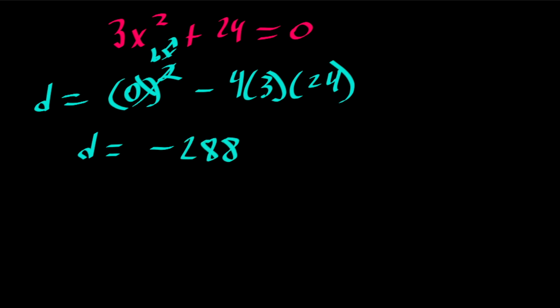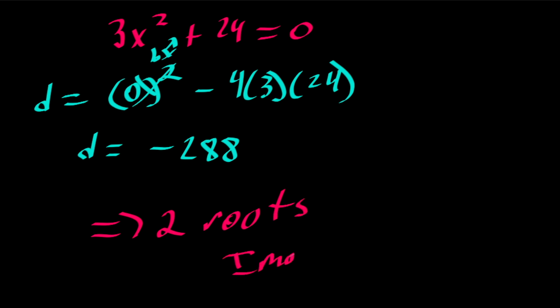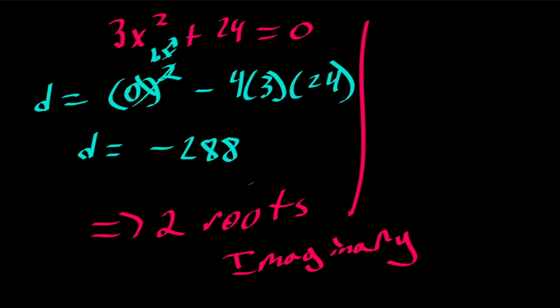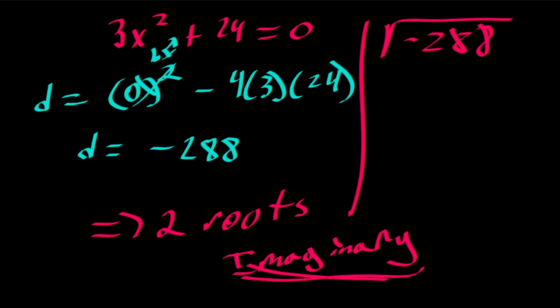Now, it doesn't matter if this number is a perfect square or not, because it's negative, which automatically, if the discriminant is negative, it means that you have 2 roots, but they are imaginary. All right? Now, here's how I always try to explain it. Remember that b squared minus 4ac came from under the radical in the quadratic formula. So if I were to do the square root of a negative, it is imaginary. So that's where some of this comes from.